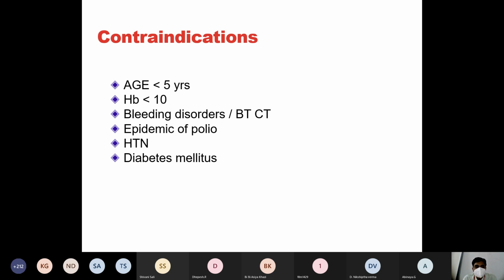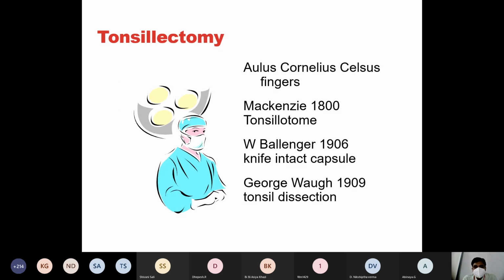Other relative contraindications will be anemia, bleeding disorders, hypertension, and diabetes mellitus, which are more in the adult age group. During an episode of polio, we don't do tonsillectomy because it forms an easy route for the polio virus to enter and it can cause bulbar polio. Tonsillectomy is a very old procedure and it was traditionally done using the fingers, long fingernails.